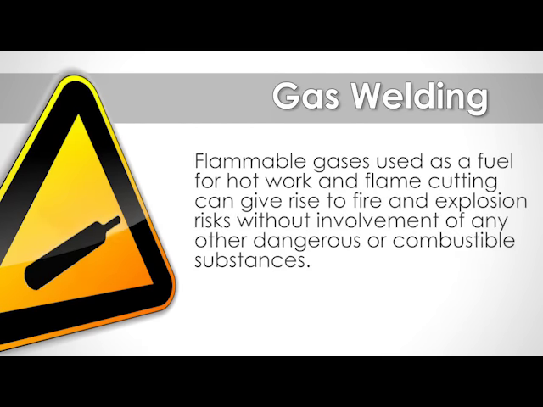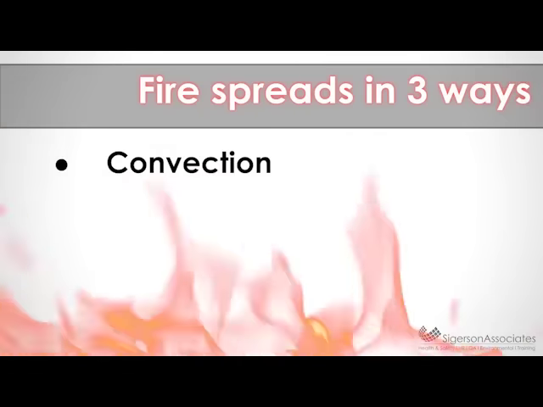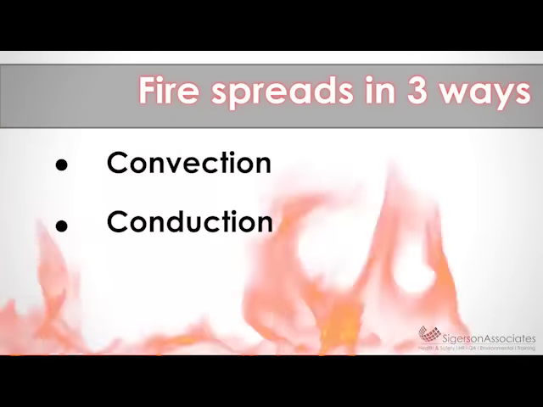Gas welding. The flammable gases, for example acetylene or propane and oxygen, used as a fuel for hot work and flame cutting, can give rise to fire and explosion risks on their own without any involvement of any other dangerous or combustible substances. How fire spreads. Once alight, a fire spreads by transferring the heat energy from the flames in 3 different ways: convection, conduction, and radiation.